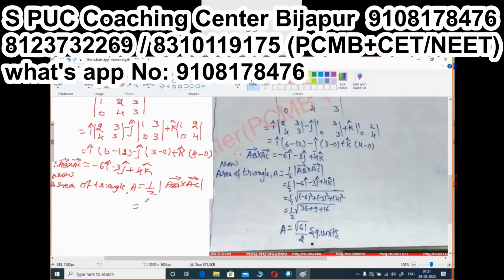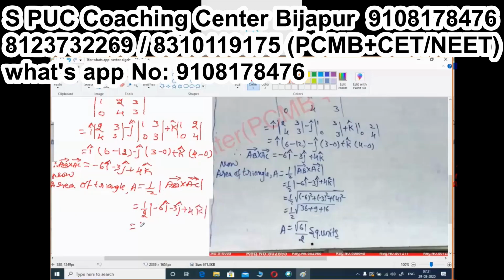Yes, who would like to tell about this? Kashinath, tell about this: the cross product of AB vector and AC vector comes out as minus 6 j cap, minus 3 j cap, plus 4 k cap.